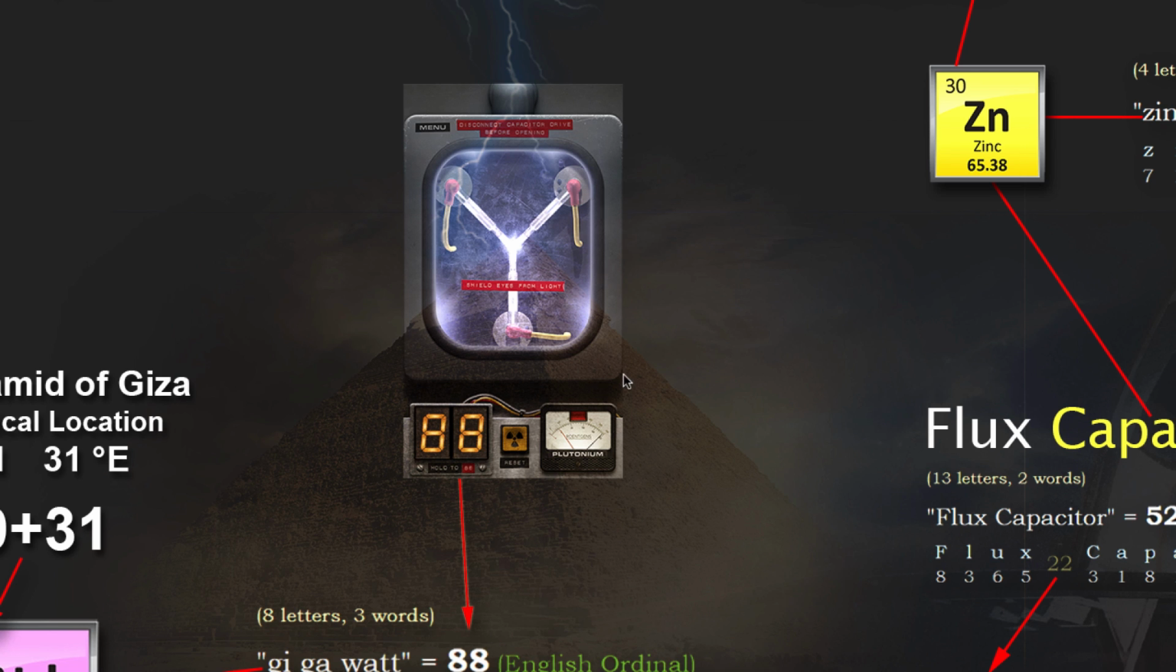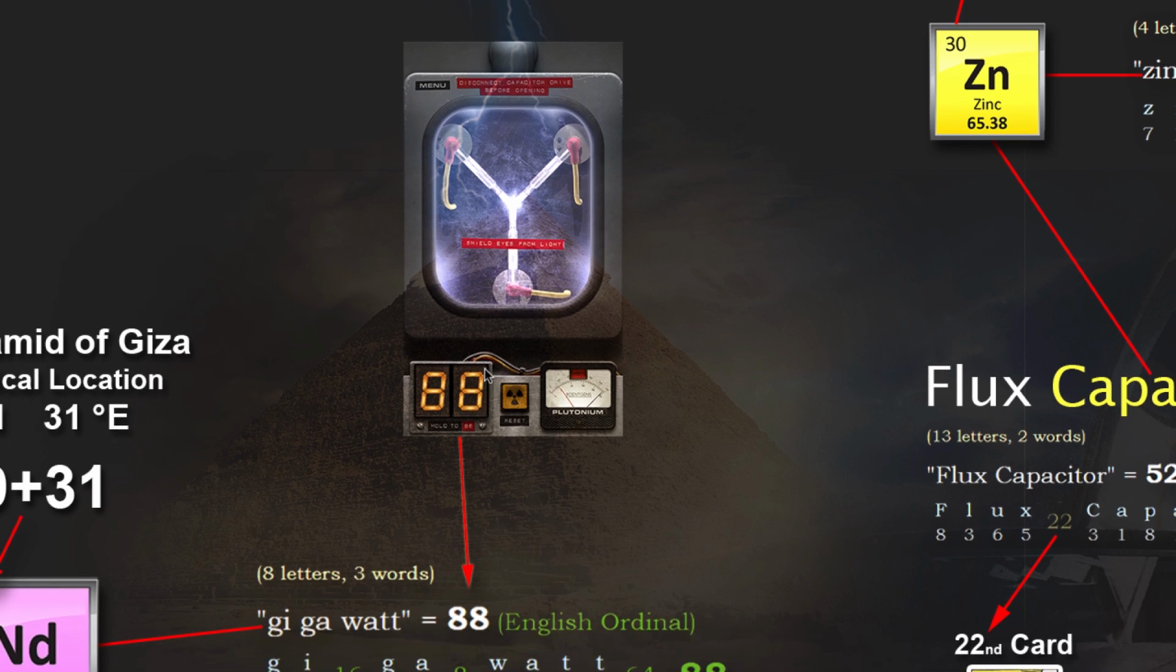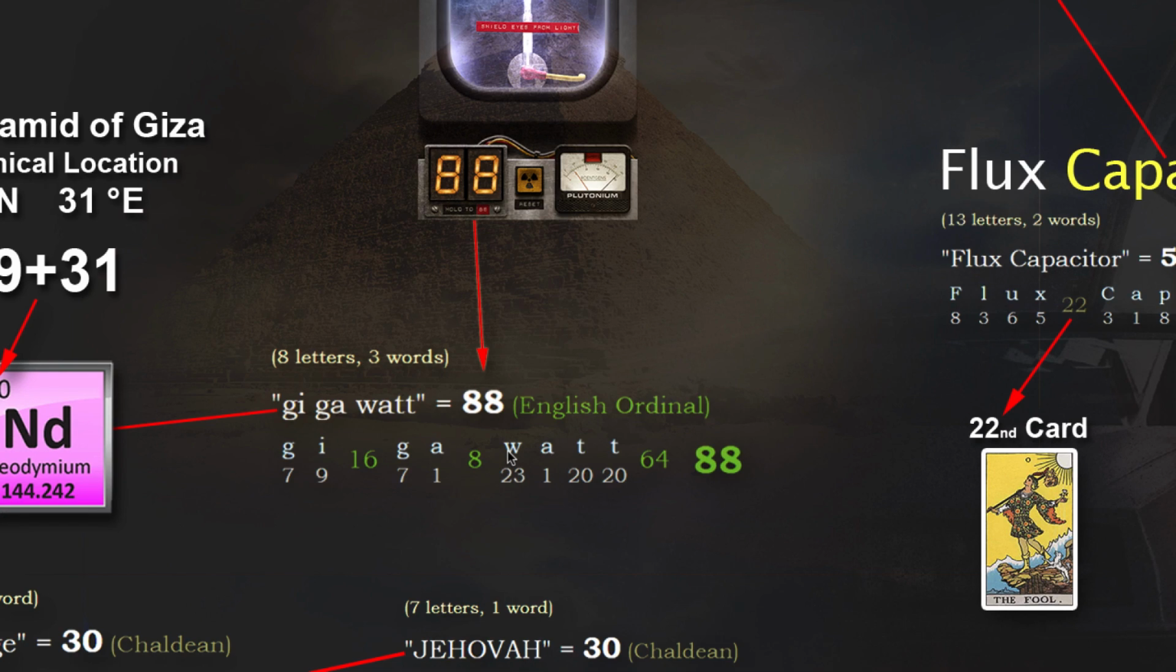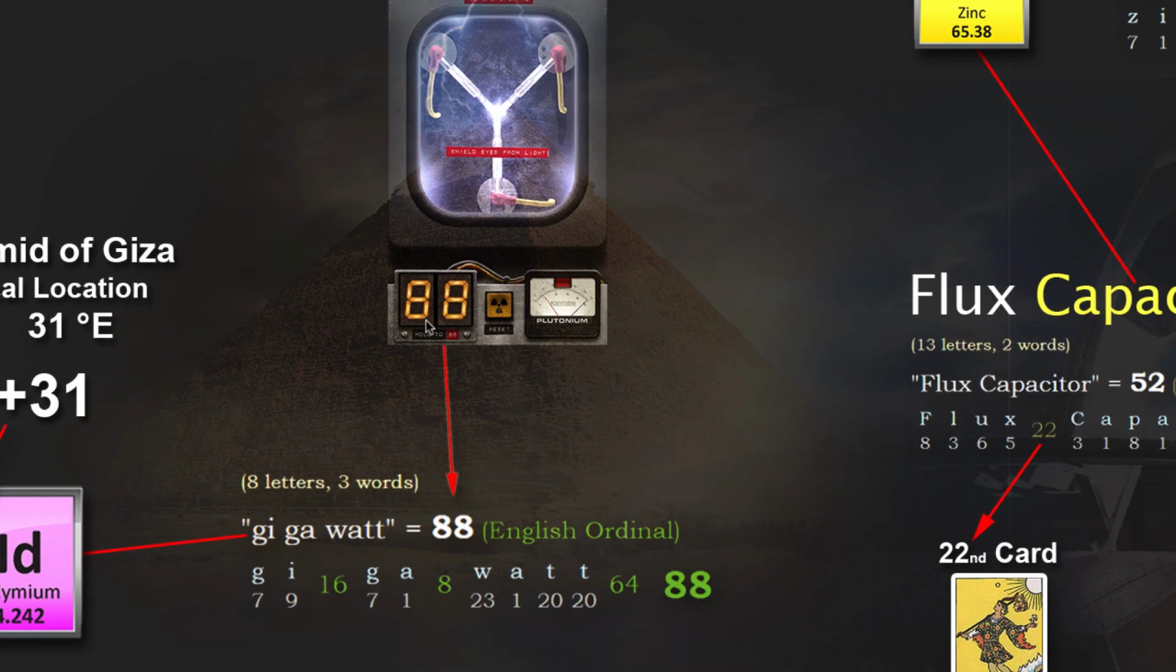The big standout for this is how fast did the DeLorean have to get to while the lightning bolt came down from the clock tower? 88 miles an hour. Gigawatt, 88. 88 is what Marty had to get to. Isn't that fascinating? What are the odds of this connecting like that?